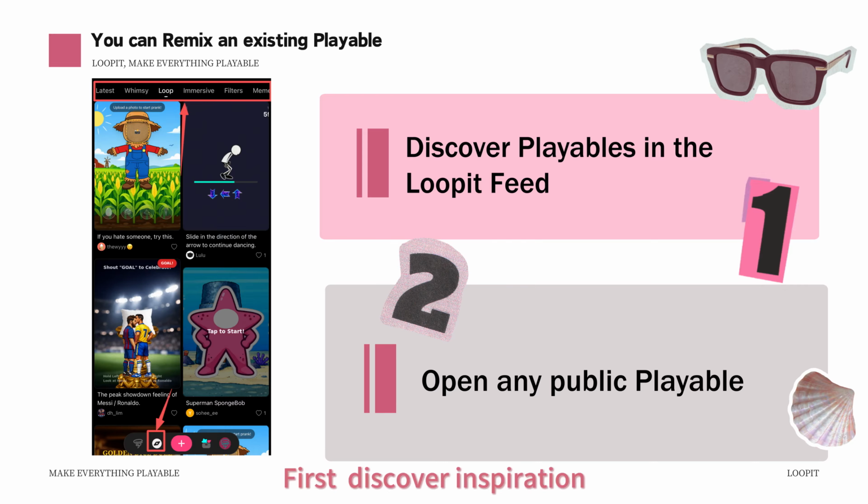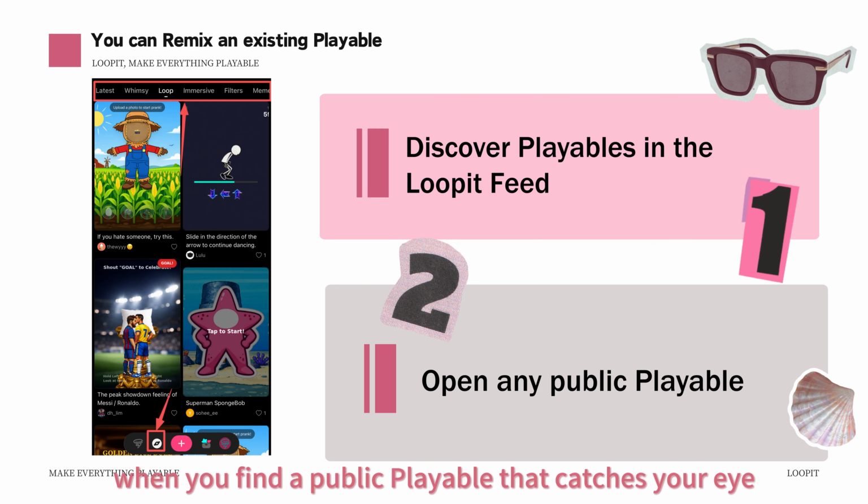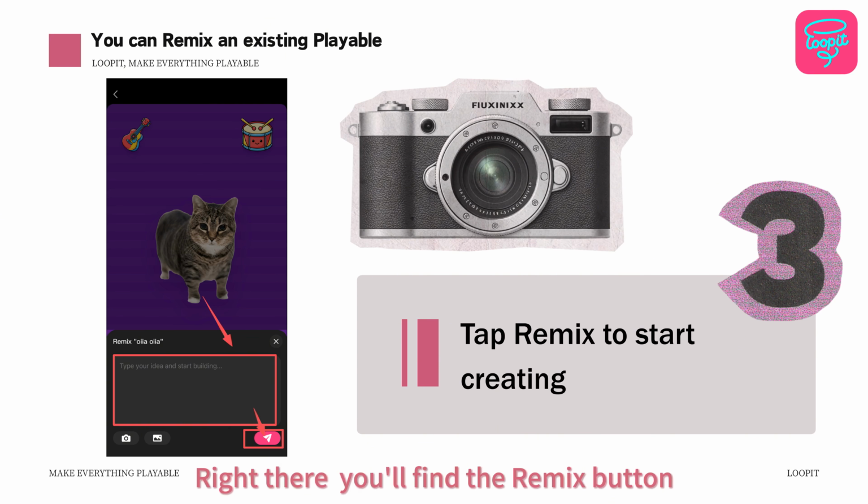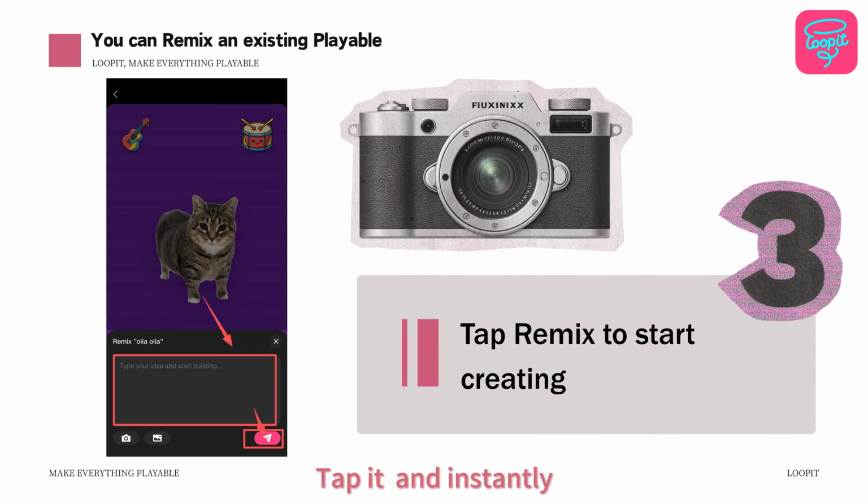For the second part, where to find Remix. First, discover inspiration as you scroll through the Loopit feed. When you find a public playable that catches your eye, simply open it. Right there, you'll find the Remix button. Tap it, and instantly, you step from being a player into the role of a creator, with that playable as your starting canvas.